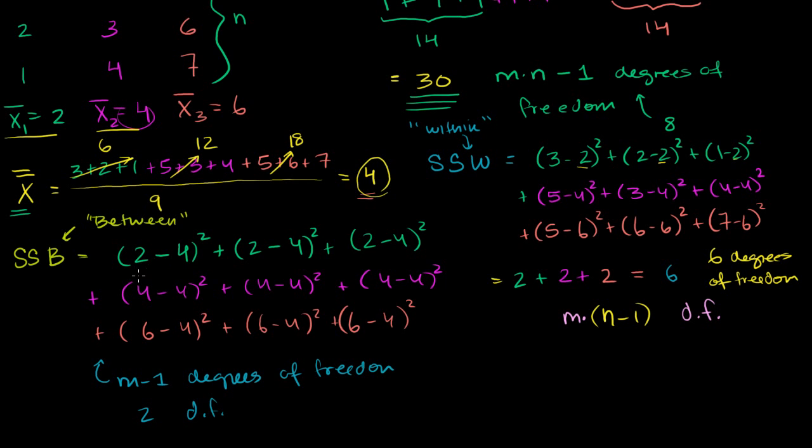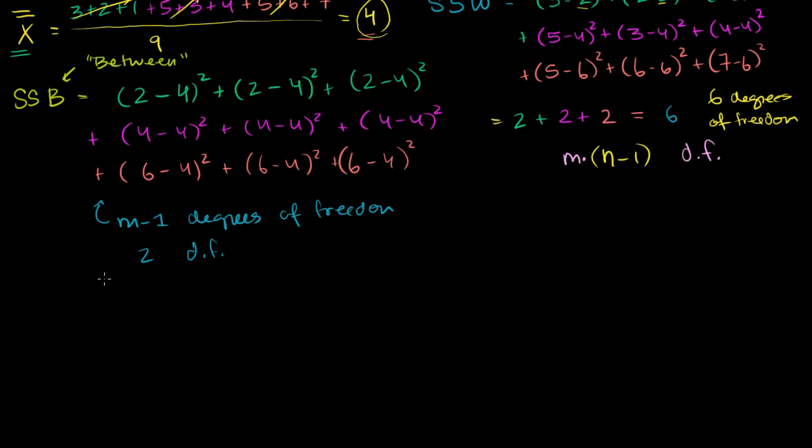But let's calculate the sum of squares between. So what is this going to be? I'll just scroll down, running out of space. This is going to be equal to, this right here, 2 minus 4 is negative 2, squared is 4. And then we have 3 4s over here. So it's 3 times 4 plus 3 times what is this? 3 times 0.